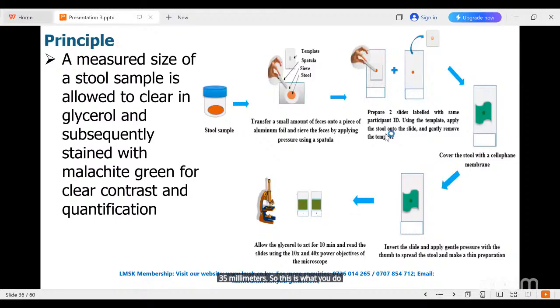This is your stool sample. You transfer a small amount of feces into a piece of aluminum foil, or you can use a card, or you can use a paper, a nylon paper, newspaper, etc. Then you press using a spatula. So you put your sample on top of aluminum foil.